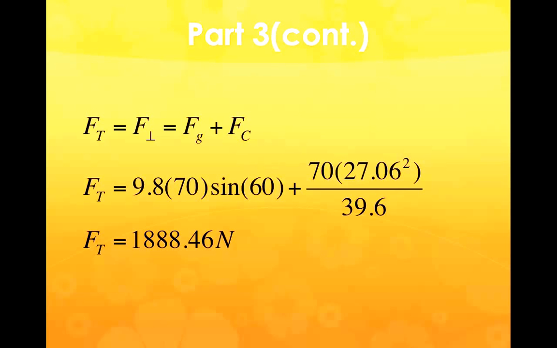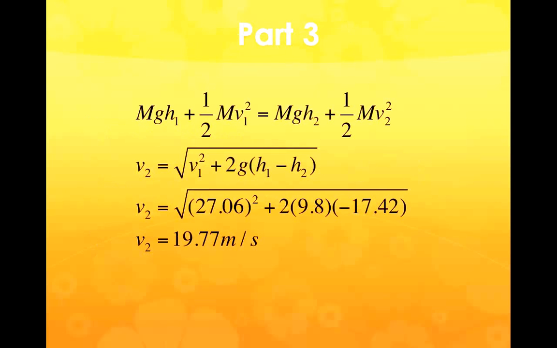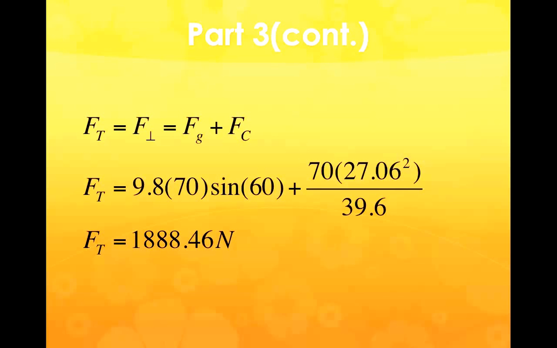So plugging those numbers in, I did wind up messing up there, believe it or not. That shouldn't be 27.06, but it should be this velocity right here that we saw, 19.77 meters per second. And solving for the force of tension, plug that in. And let me just make sure real quick that that number is right, because I'm pretty sure I used the wrong velocity, but we'll double check.